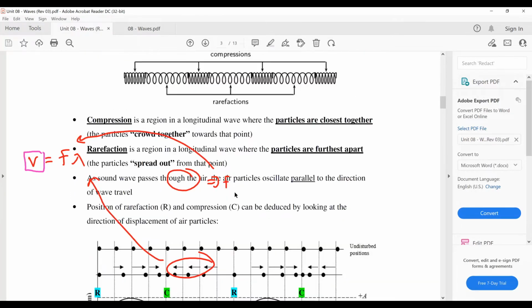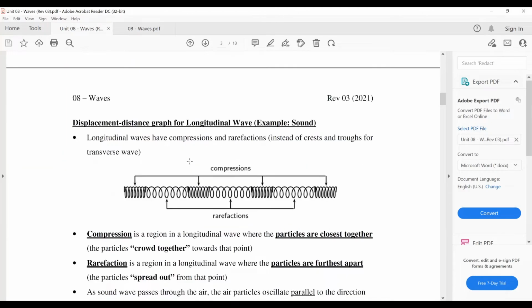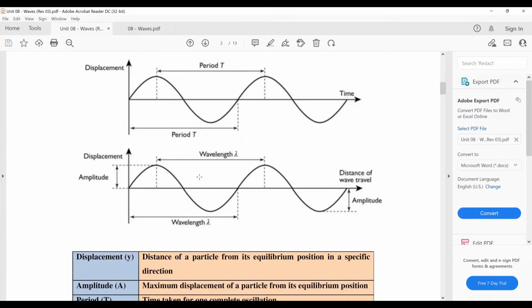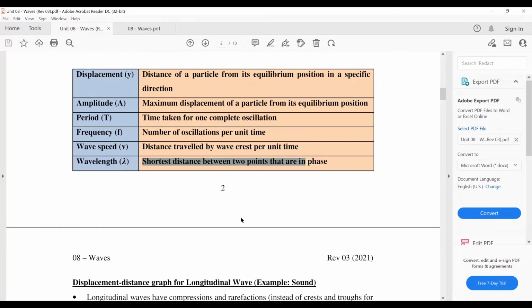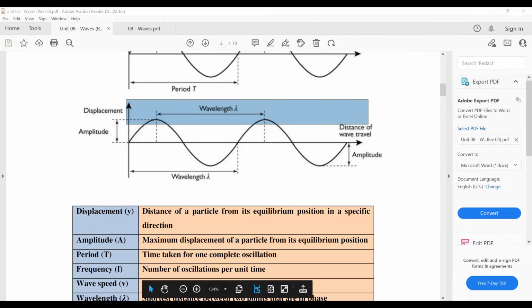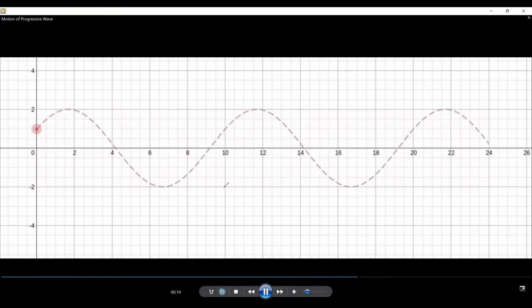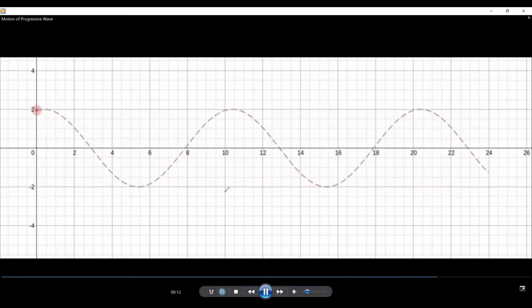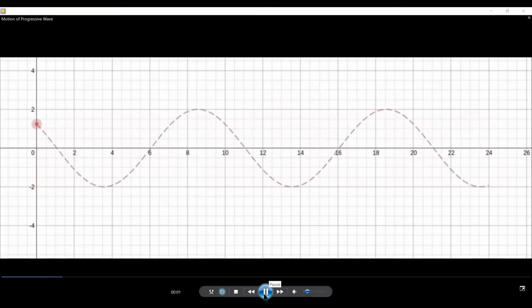Okay, then another thing I should go through here with you before I go through any questions is this one. Just now, when I was explaining to you how they plot the displacement distance graph, I was referring to the example of a transverse progressive wave. Okay.